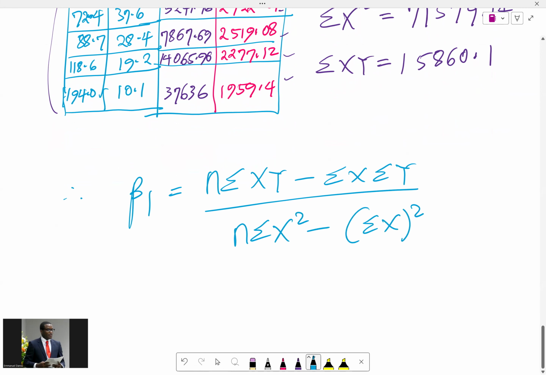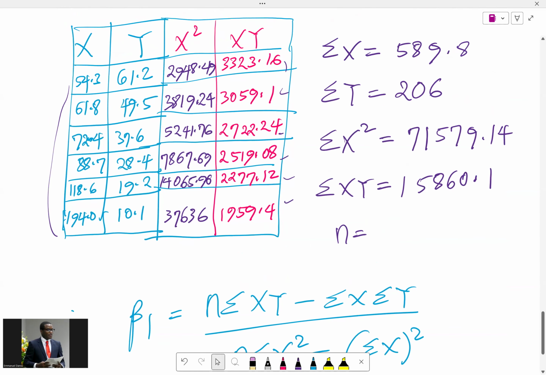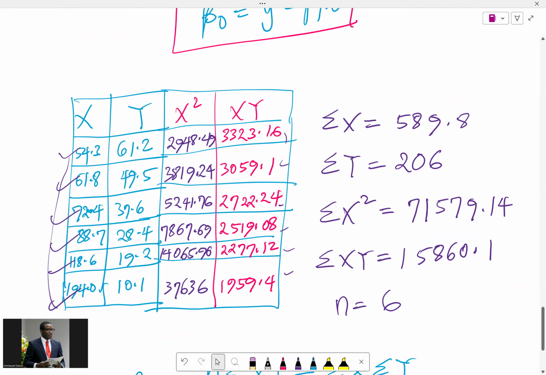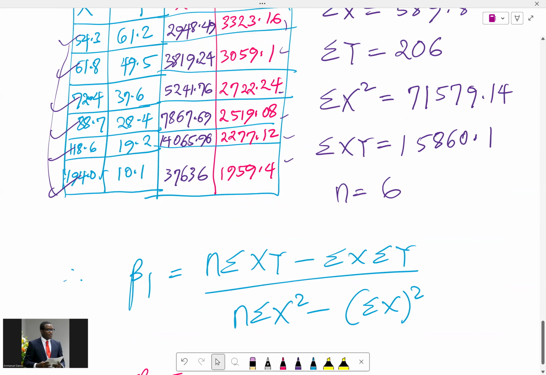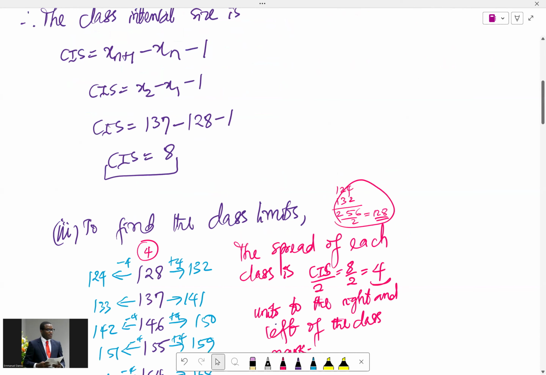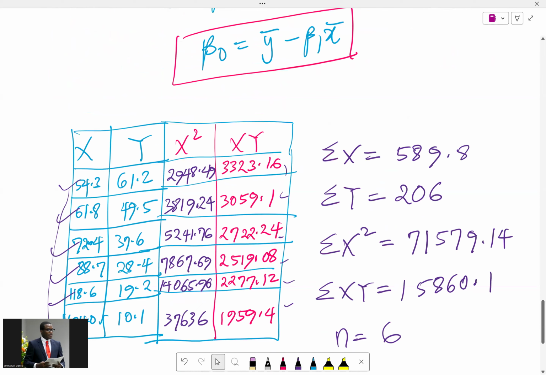That's what we are in for, so that we now have beta 1 to be, of course, n is the pair of points we have. That's 1, 2, 3, 4, 5, 6. So we have 6 right there. That's what n is. Is that what we have in the beginning also? So hope I've not mixed things up. 1, 2, 3, 4, 5, 6. Okay, we have 6 actually. So n is 6 is correct.